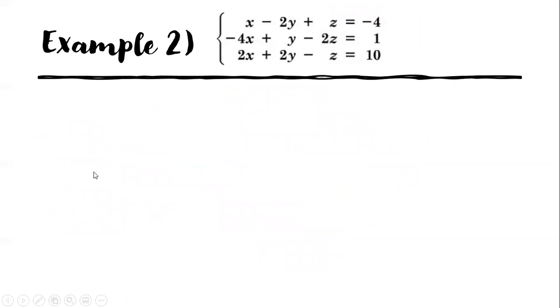So we have example 2: x minus 2y plus z equals negative 4, negative 4x plus y minus 2z equals 1, 2x plus 2y minus z equals 10. And so equation 1 is in standard form, equation 2 is in standard form, equation 3 is in standard form, and so therefore step 1 is satisfied.